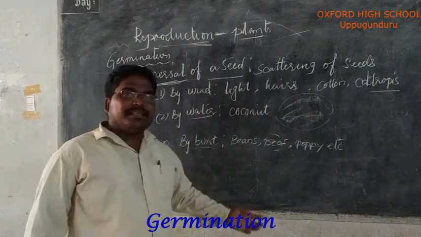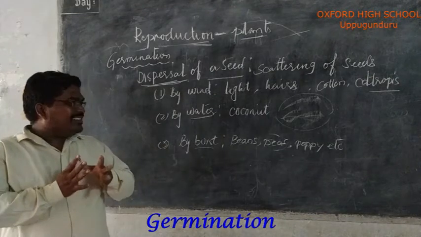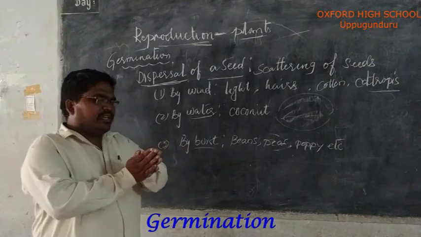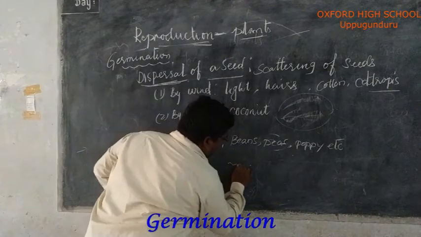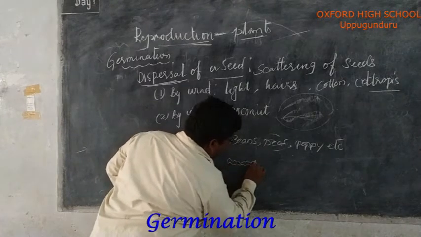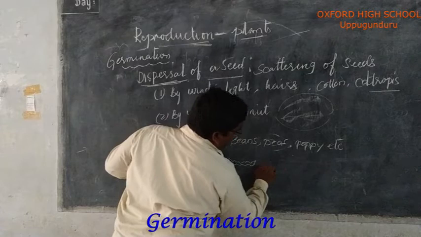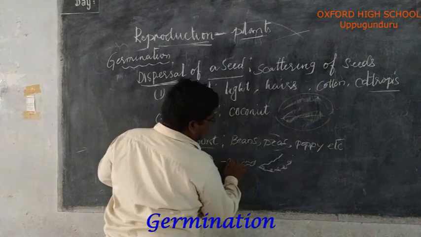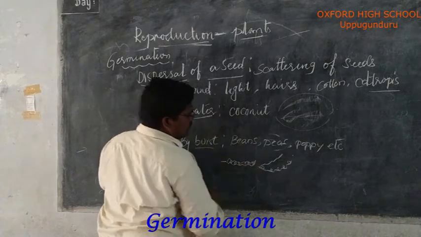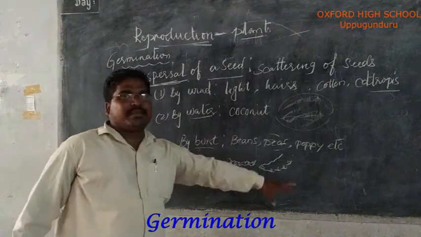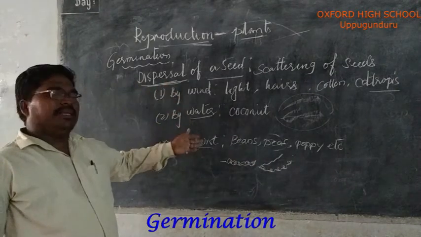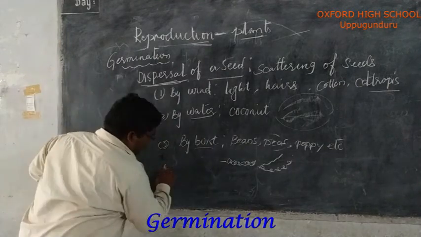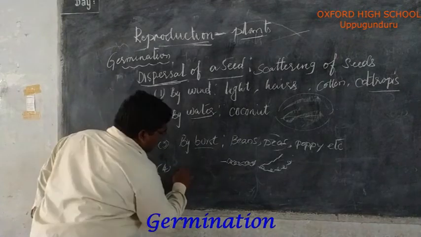So with beans or peas, during favorable conditions, when they get sufficient light, the seed pod will burst. This is the seed pod. The pod will burst and all the seeds in the pod will be distributed to the surrounding places, dispersed away from the parent plant. So these are some of the methods, and some of the seeds can be dispersed by animals.